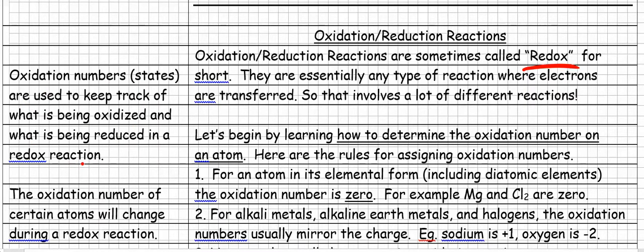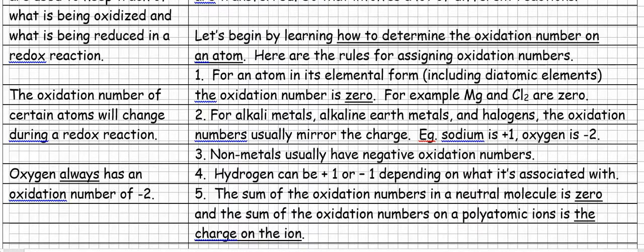And we'll define those in just a minute. Let's begin by learning how to determine the oxidation number on an atom. That's where we're going to start. Here are the rules for assigning oxidation numbers.